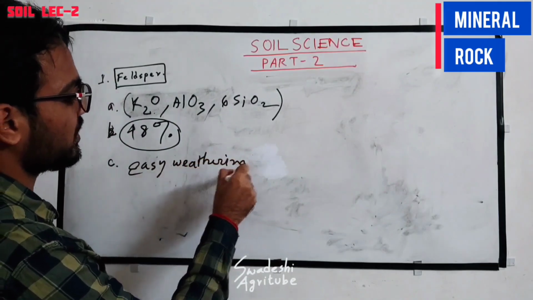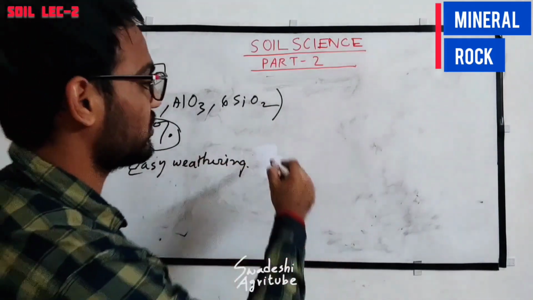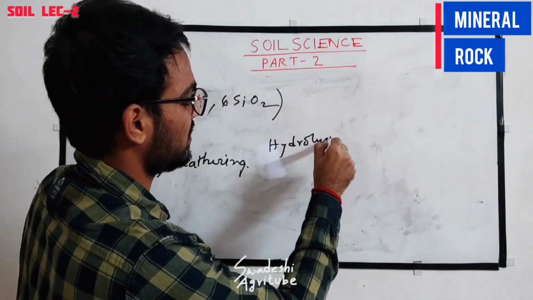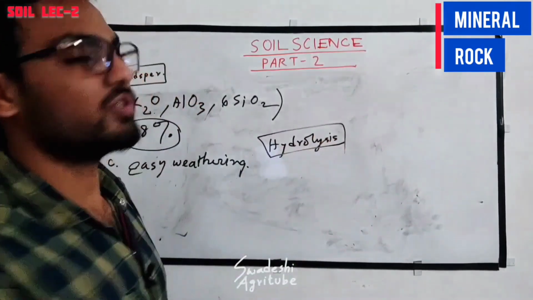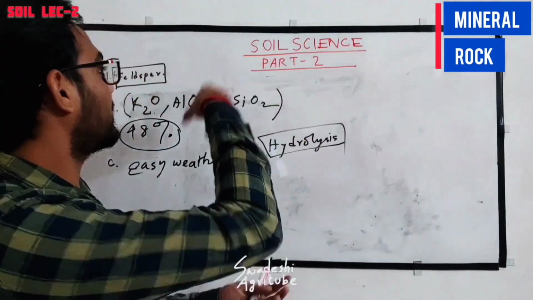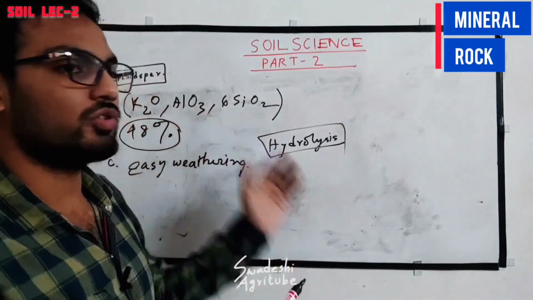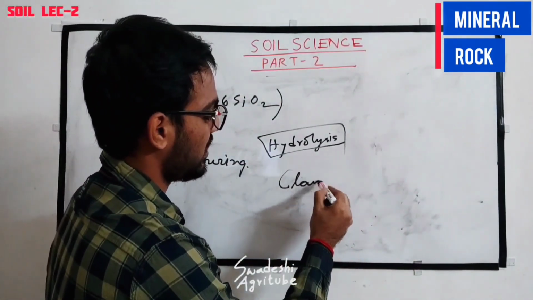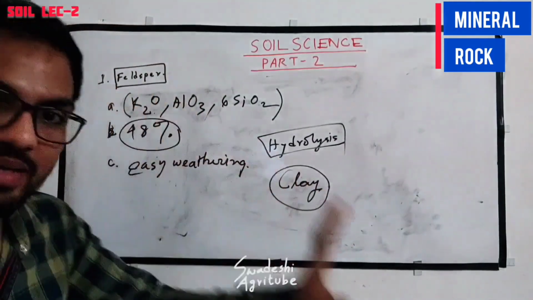Now when hydrolysis of feldspar happens, hydrolysis means just the addition of water. When rain falls over these minerals, they will be weathered and broken down into small parts, and from there they will lead to the formation of soil. On hydrolysis of feldspar, clay soil is generally formed. So these three are the most important points regarding feldspar.